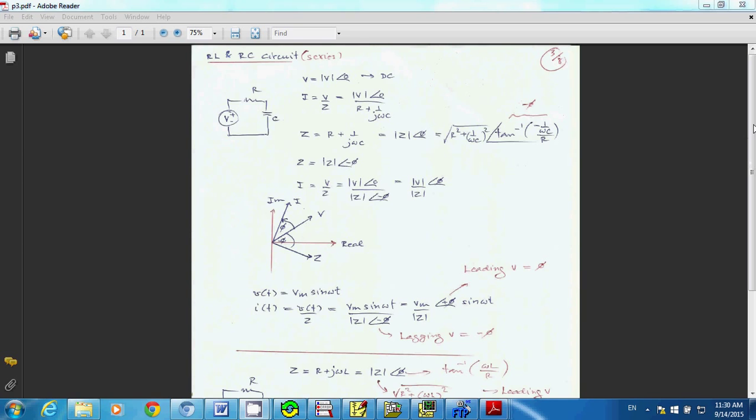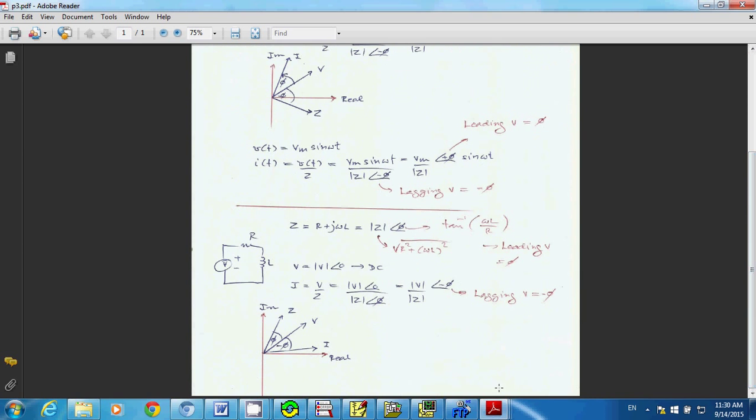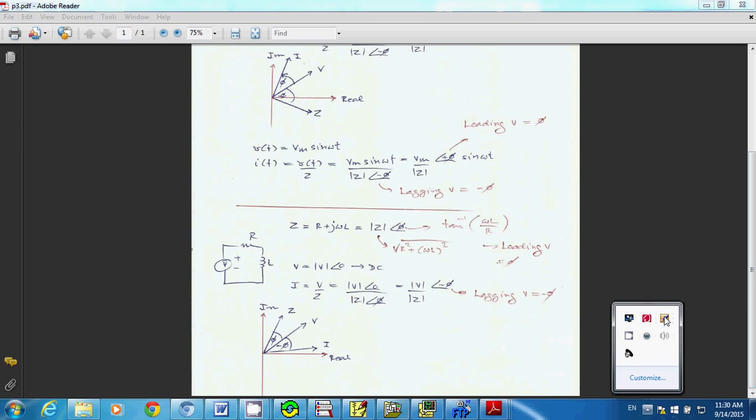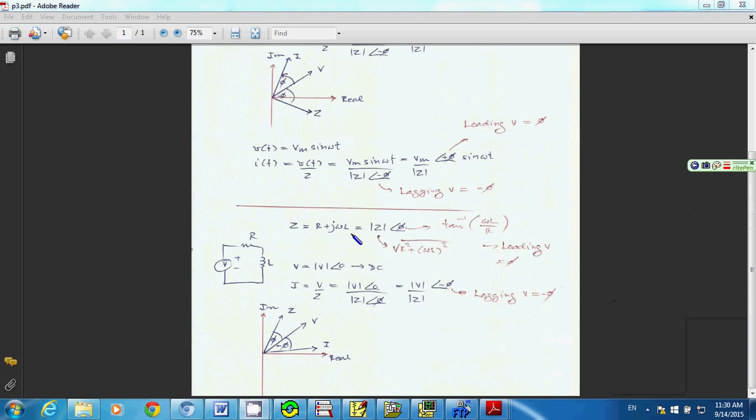Now let's move to the RL circuit in series. The total impedance equals R plus j omega L, and then equals the magnitude and the phase angle. So again, you can find the magnitude of your impedance equal to the square root of R squared plus (omega L) squared. And then your phase angle here is going to be your imaginary part, which is omega L, divided by the real part, which is R. So you end up with a positive number for your phi. So that's why it's leading the phase of voltage.